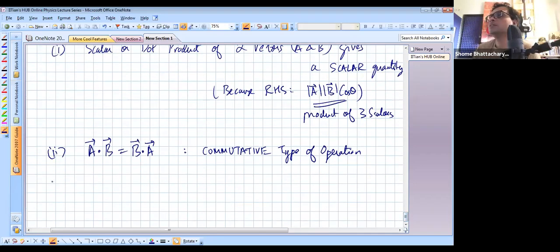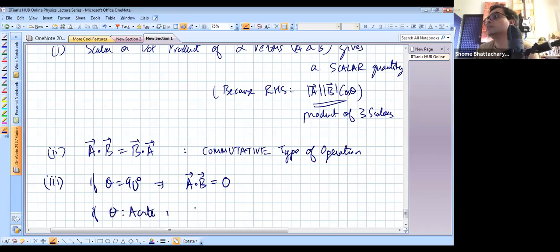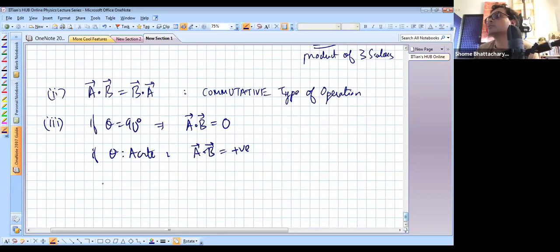Now the third property is something that we've already discussed. If theta is equal to 90 degrees, then A dot B becomes 0. If theta is acute, then A dot B is a positive quantity. And if theta is obtuse, then A dot B is a negative quantity.